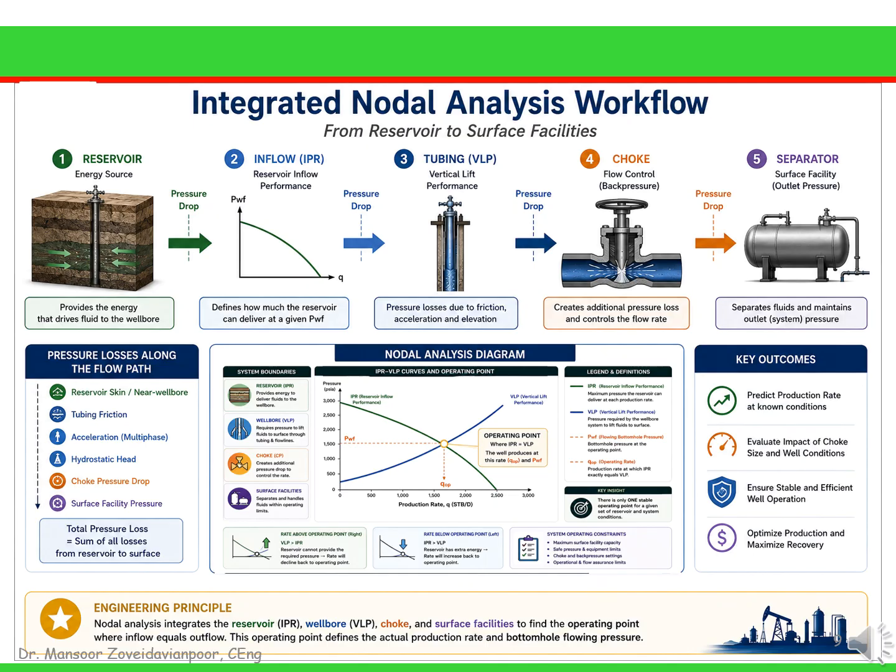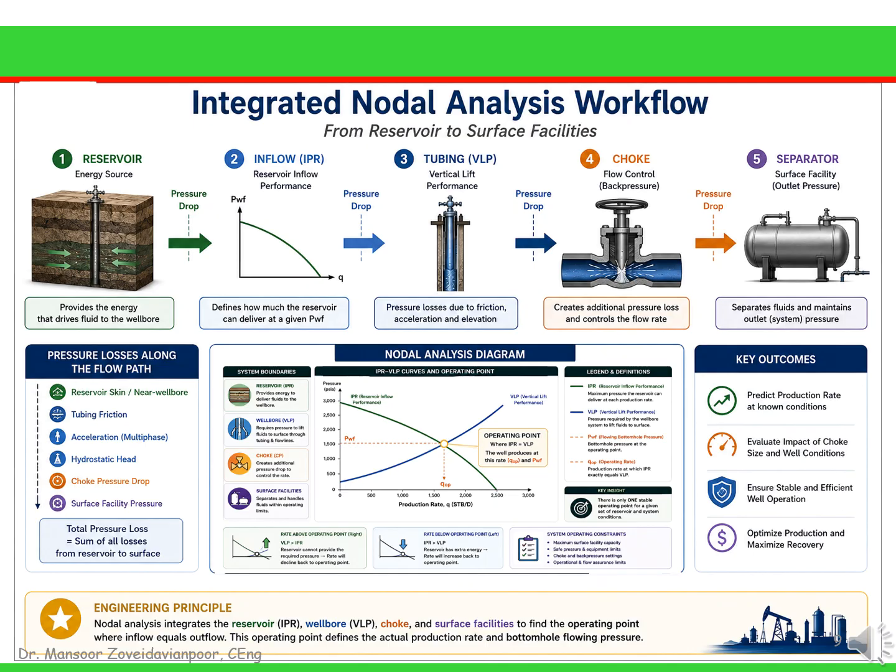It begins in the reservoir, where the available energy determines how much fluid can enter the wellbore. That relationship is described by the IPR curve. The fluid then travels through the tubing, where pressure is continuously lost because of hydrostatic head, friction, and multiphase flow. Those losses define the VLP curve. Before the fluid reaches the separator, it must pass through the choke, where additional pressure is deliberately removed to control production and protect the well. Finally, the separator establishes the outlet pressure that completes the production system.